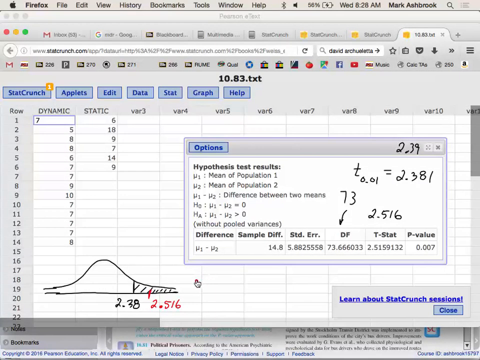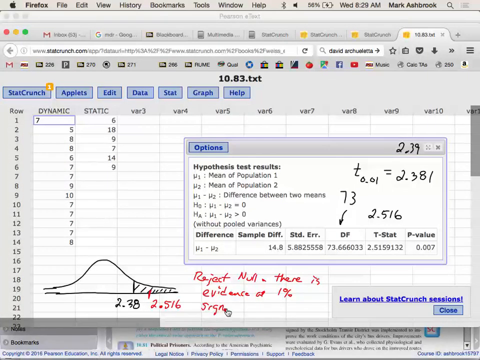Conclusion? Reject the null. There is evidence to suggest what about the tumors? That's right. There is evidence at the 1% significance level that malignant tumors are bigger.